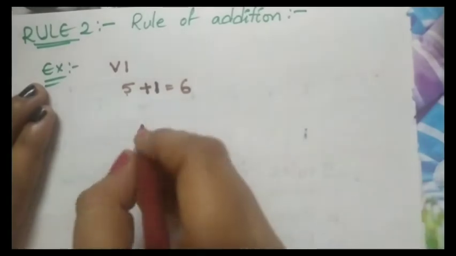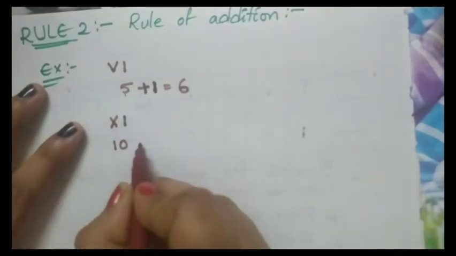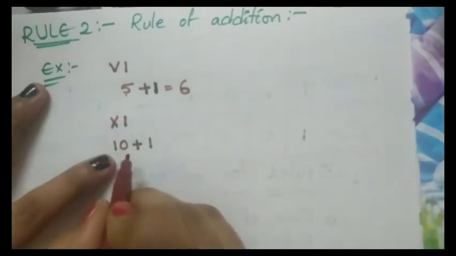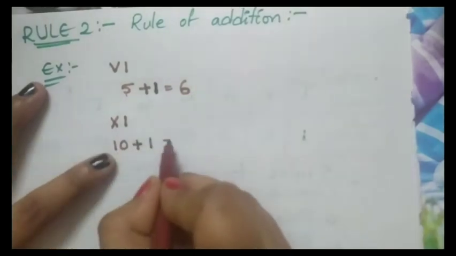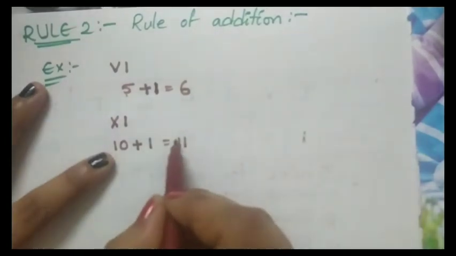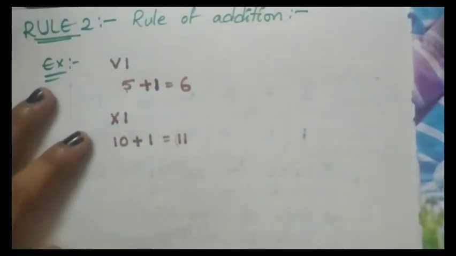For example, XI. Here X means 10 and I means 1. 10 is greater than 1, so we have to add 10 plus 1, which is 11. We write 11 in the Roman numeral system like this. One more example.